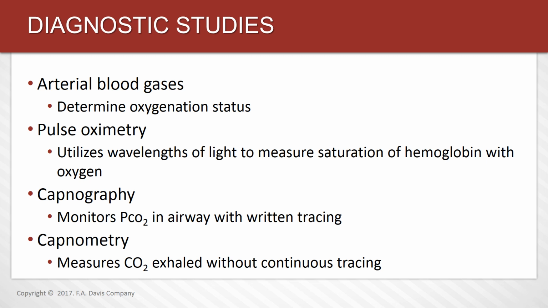And then you can also do the pulse ox. By the way, the ABG is generally done by the respiratory therapist. The blood is obtained from the arterial line. It's not a venous draw, because you want to see the status of your oxygenated blood.